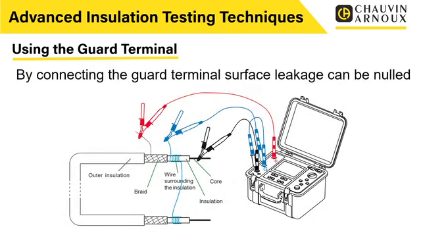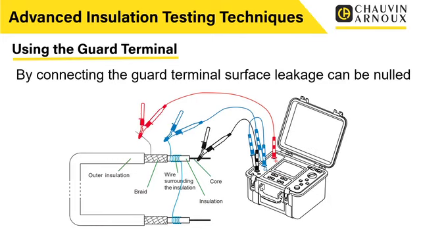So you can see here a diagram of how we use the guard terminal. What we've actually got is an insulation resistance test carried out here on a cable. And what we're worried about is actually the insulation between the cores and the braiding on the outside. Across the surface where we've actually got the cables exposed at the end, we could get surface leakage. And that surface leakage would basically cause problems for us.